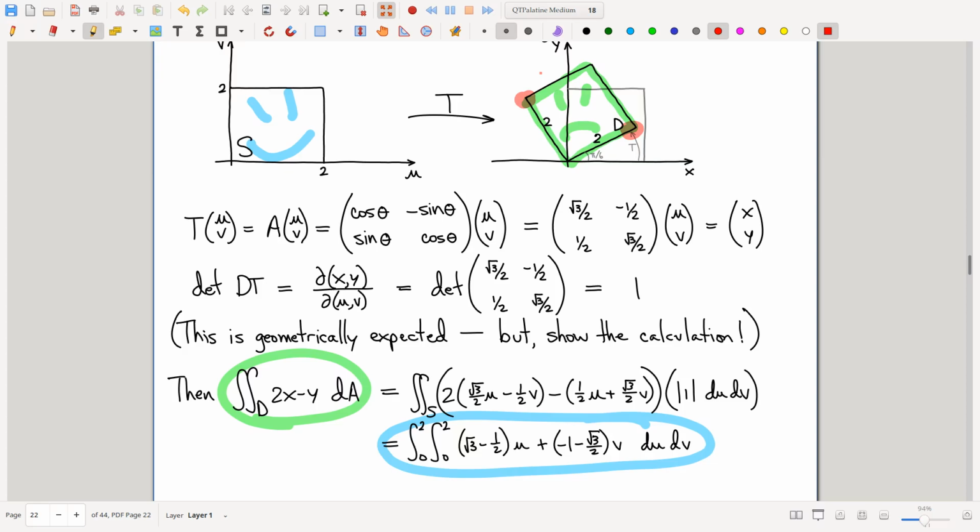Is there a reason as to why it's du dv unless it's dv du? No, in this case it doesn't matter. Okay. So you could do this the other way. Doesn't matter. Yeah, totally. Alrighty.